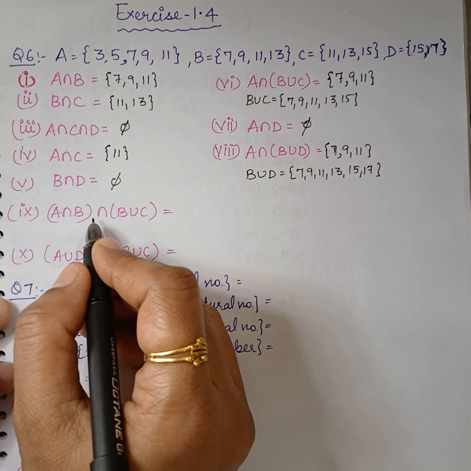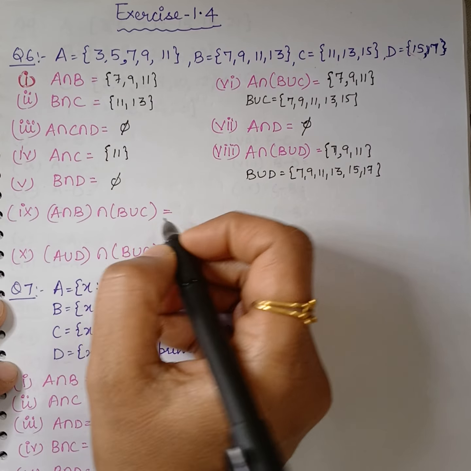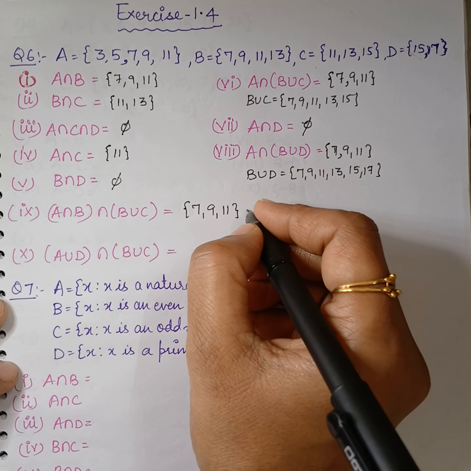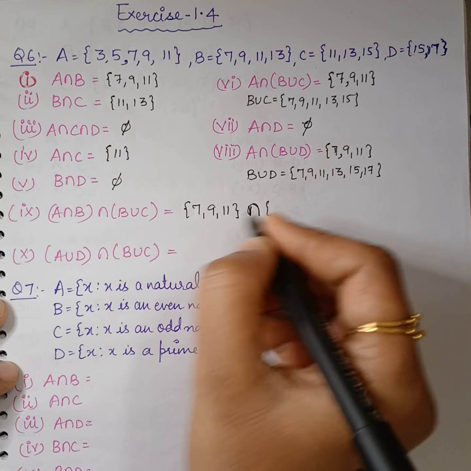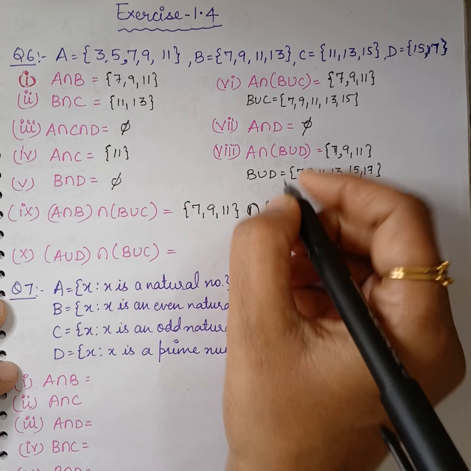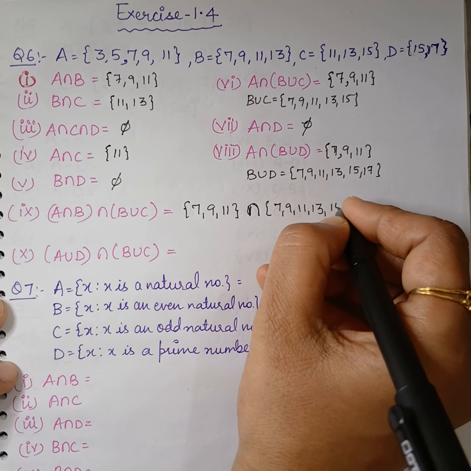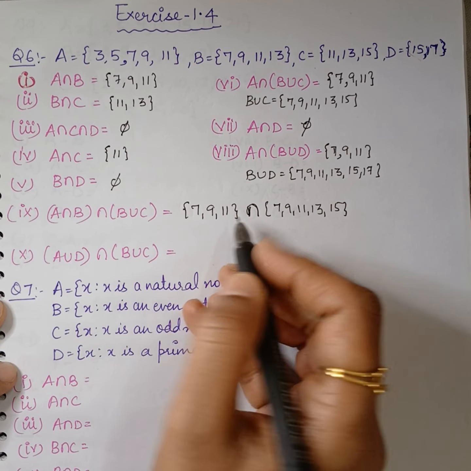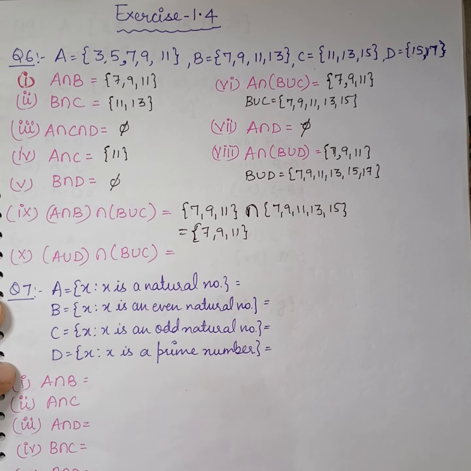Now A intersection B union C. Now what is A intersection B? We have found here A intersection B is 7, 9, 11. Now what is B union C? Union of these two, 7, 9, 11, 13 and 15. Here we have found B union C. Now their intersection. What is their intersection? Again 7, 9, 11. 7, 9, 11 is their intersection.